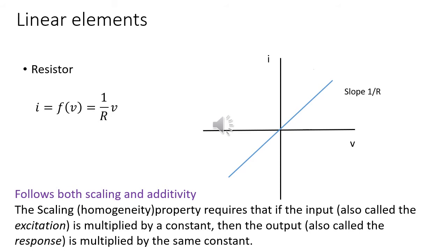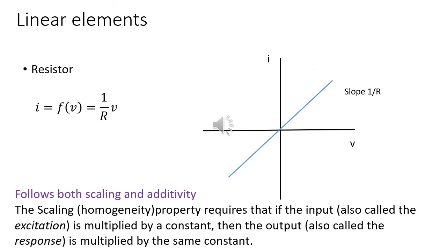If I plot various current values for respective voltages, I get a straight line as shown in this graph, and of course the slope of the straight line will be 1 by R. Exactly as you can see in our equation, I as a function of V, that is V by R. So it is quite evident that this relationship is linear because the characteristic curve is a straight line passing through the origin.